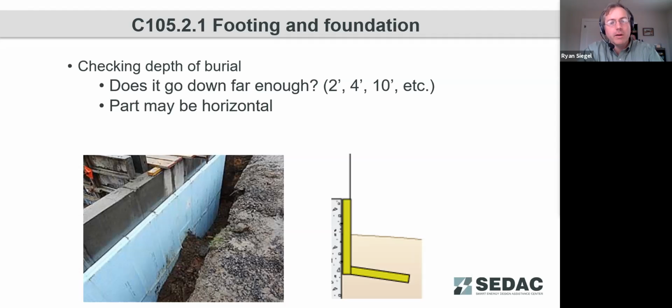Depending on where you are, this insulation could be required to go down 2 foot below the grade, 4 foot, 10 foot, or 6 inches short of the floor, and understanding that part of this could be horizontal. So on the right-hand side, we're depicting insulation that has both a vertical component and a horizontal component.